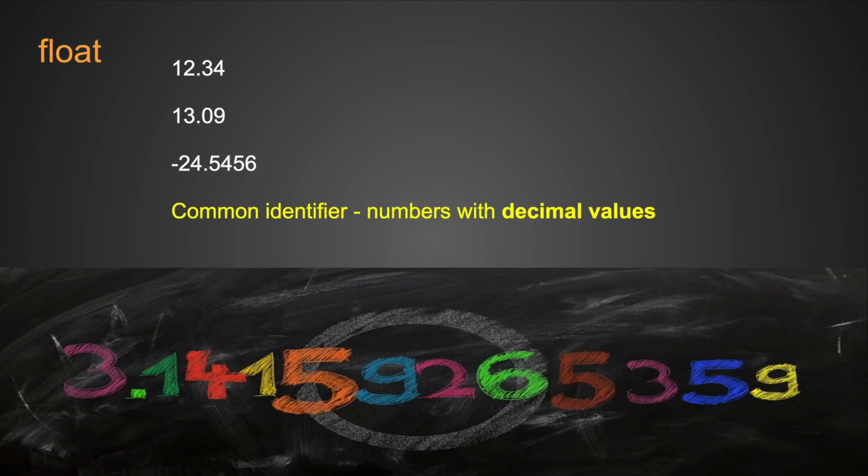Float refers to those values which have decimal points, which is given here as an example. So you have positive decimal points, you have negative decimal points, and so on. So the identifier is basically this decimal point.